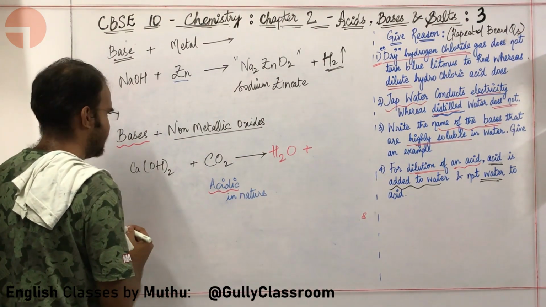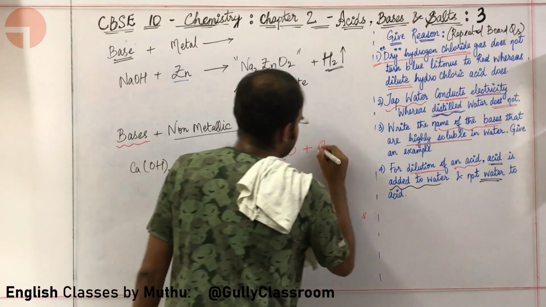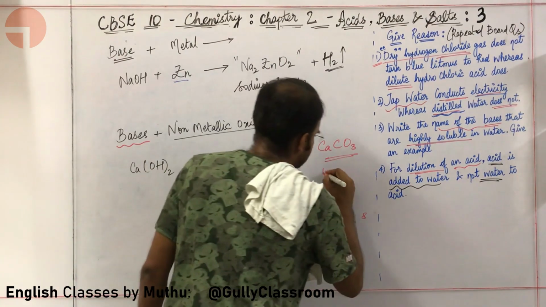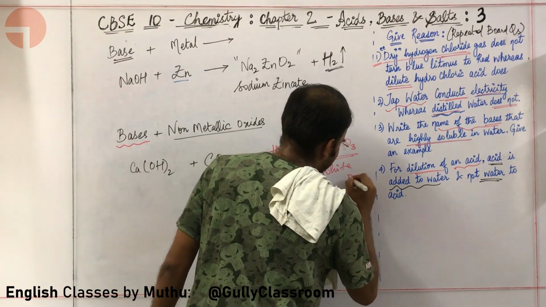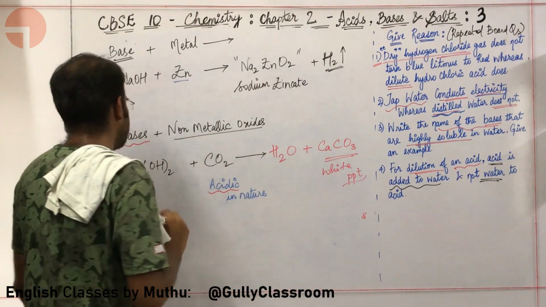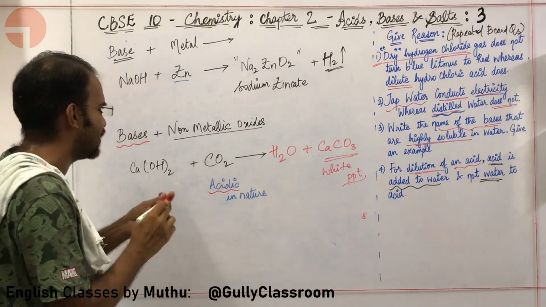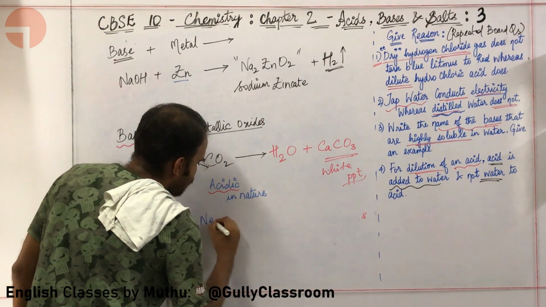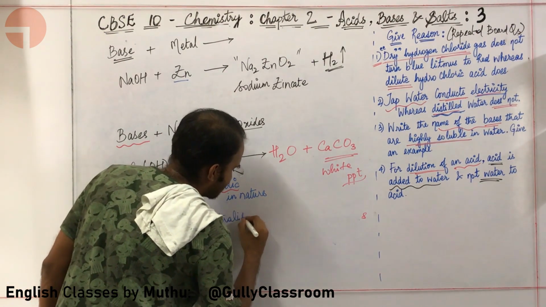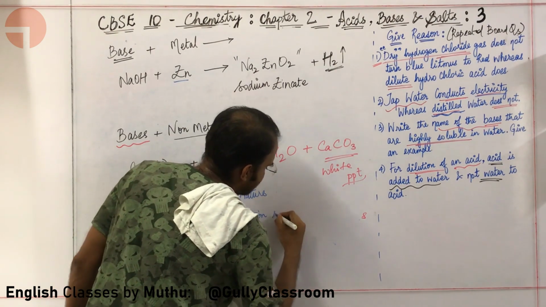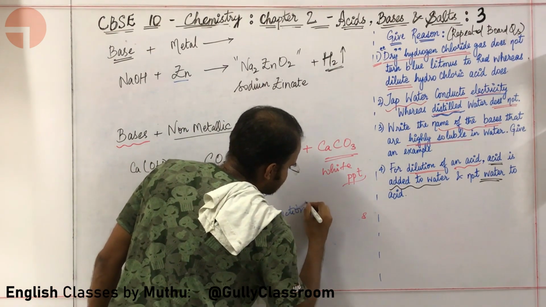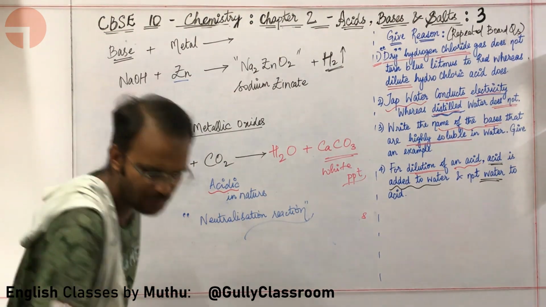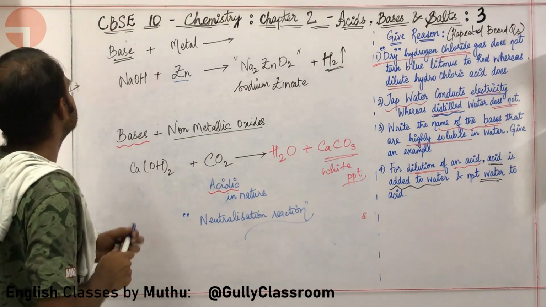What is the salt here? I will get CaCO3. Calcium carbonate is the salt here, which is a white precipitate. Bases plus non-metallic oxides can be understood as a good example of a neutralization reaction. Is everybody able to understand this particular setup? Yeah? Okay, let me continue.